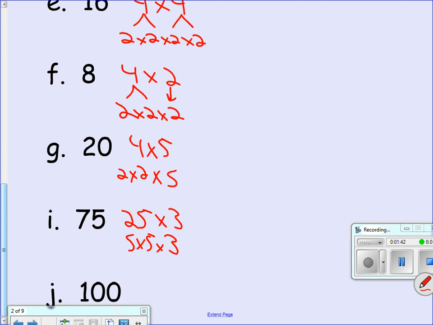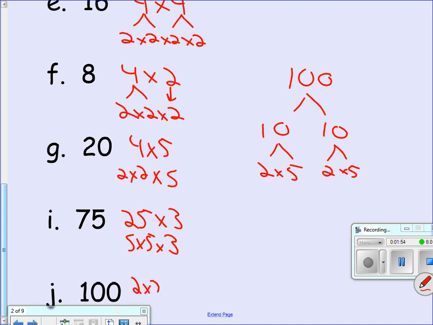100. 100 is a little bigger. Let's move this out to the side. We have 10 times 10. Let's break these apart. 2 times 5. 2 times 5. These are all prime. So my answer is 2 times 2 times 5 times 5.